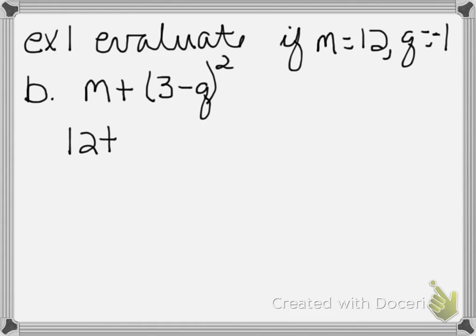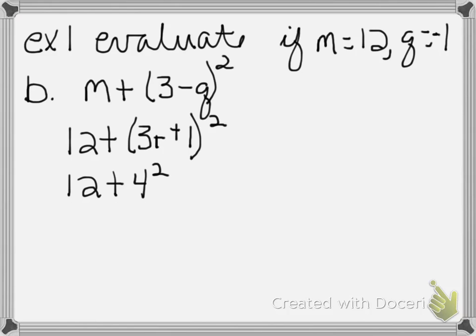Okay, example B, m plus 3 minus q squared. We're going to plug in m is 12 and q is negative 1. Inside the parentheses, when we have 3 minus a negative 1, we change that to plus a positive 1. Order of operations is we do inside the parentheses, so 3 plus 1 is 4. Square 4, so that's 12 plus 16, which is 28.